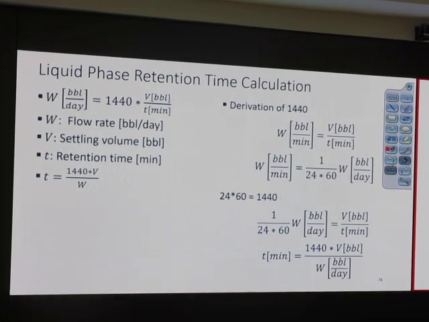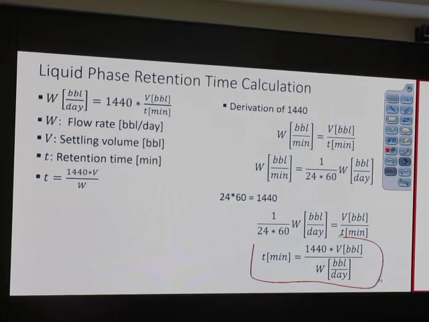Oh, the popular one. 1440. This equation is based on minute, barrel per day. Okay, this is for liquid capacity, right? Retention time. So if the time, instead of minute, becomes hour, can you find the value of that constant instead of 1440? Can you?